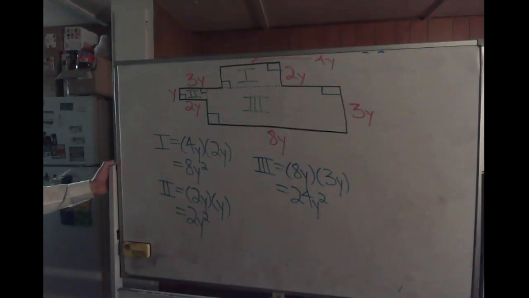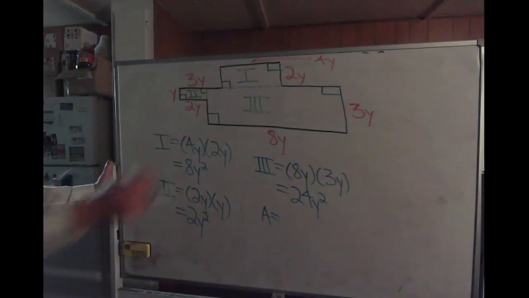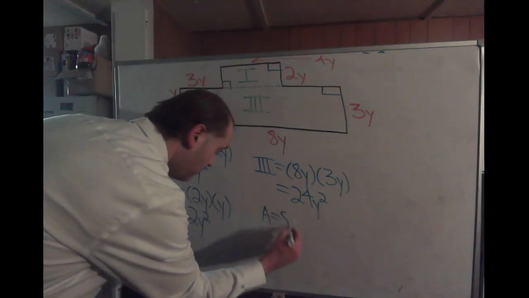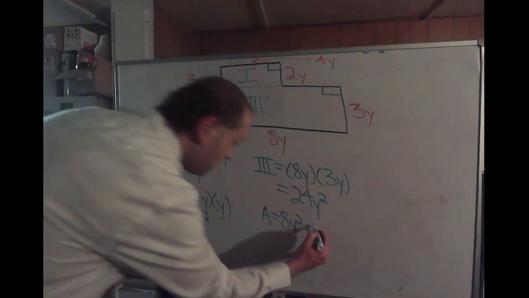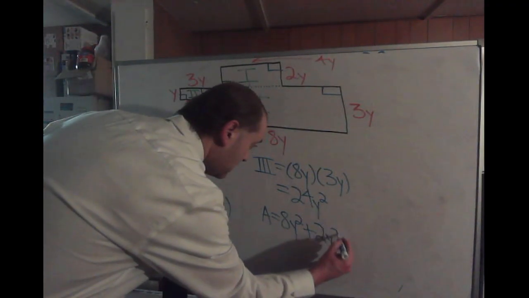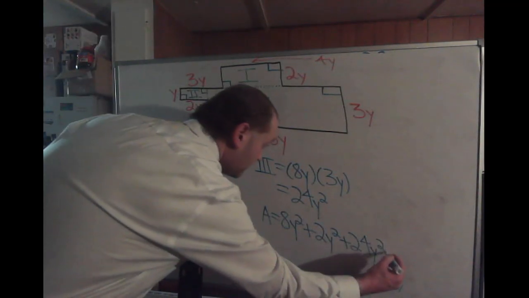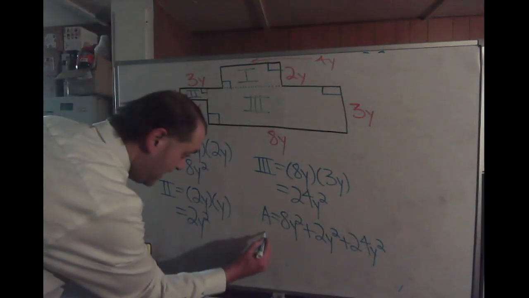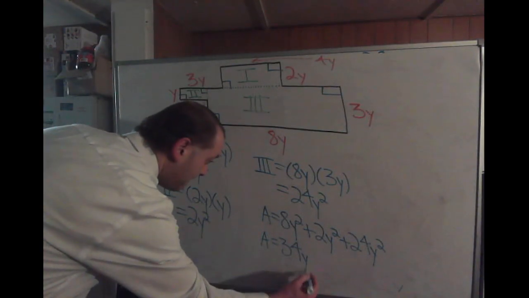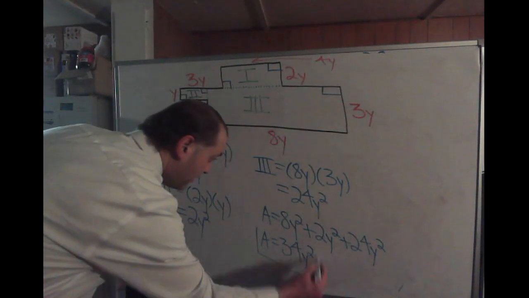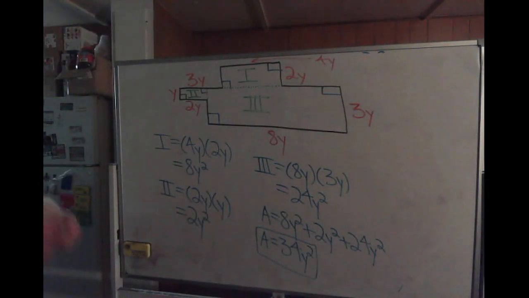Now finding your area is easy. All you got to do is add up the sum of the 3 areas together. So that's going to be 8y squared plus 2y squared plus 24y squared, which when you do that, that's going to give you an area of 34y squared. So the area of that whole odd shape is going to be 34y squared.